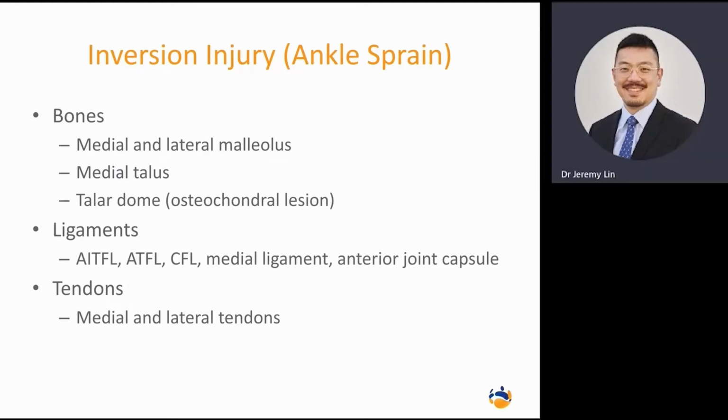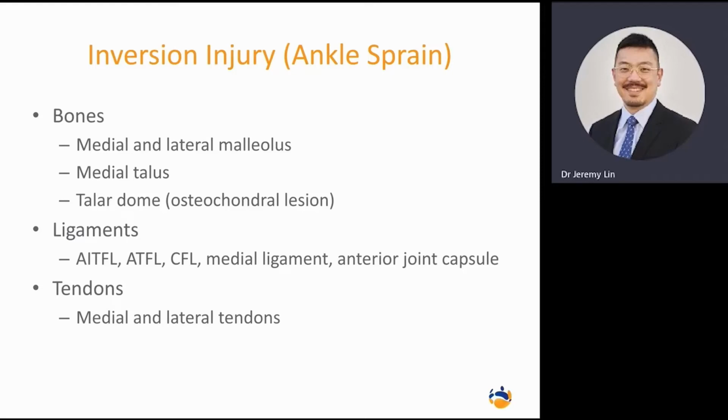Ligaments that are injured would include the anterior inferior tibiofibular ligament, anterior talofibular ligament, the calcaneofibular ligament, the medial ligament, and the anterior joint capsule. So when you're doing that inversion, what happens is the ATFL, which attaches between the tip of the fibula and the talus, that's what causes the pulling off of the tip of the fibula, and that ligament itself will get ruptured.